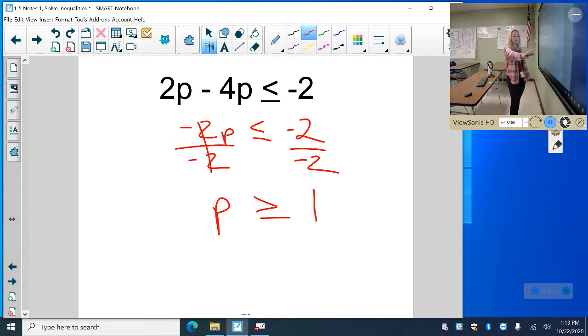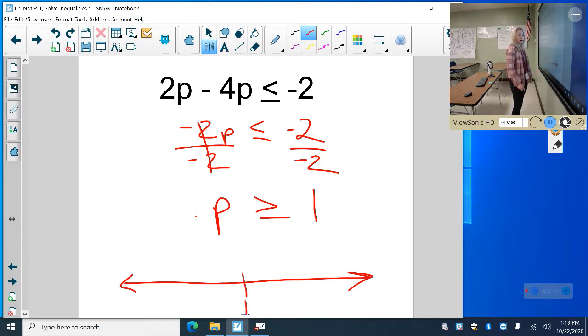I don't have to rewrite this one because my variable p is already on the left-hand side. So when I graph, my arrow is going in the right direction. So I have a 1 here. I have a closed dot because of the equal to symbol, and my arrow is going to the right, which is right. So there's your graph.